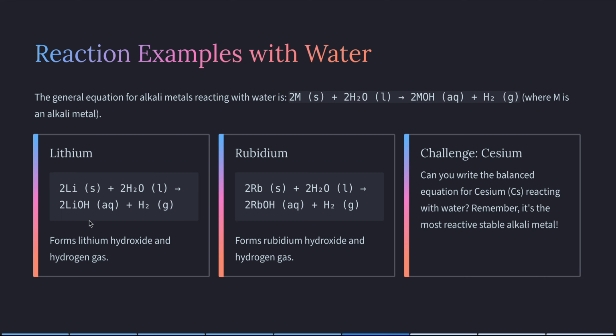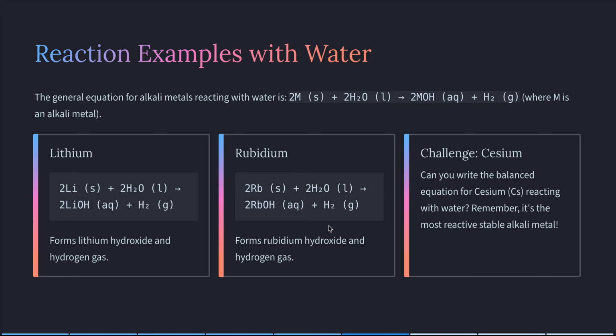An example of this is with lithium. It forms lithium hydroxide, so it's basically just the name plus hydroxide, and it forms hydrogen gas. 2 lithium plus 2 water gives 2 lithium hydroxide and hydrogen gas. Similarly, with rubidium, 2 rubidium plus 2 water gives 2 rubidium hydroxide and hydrogen gas.